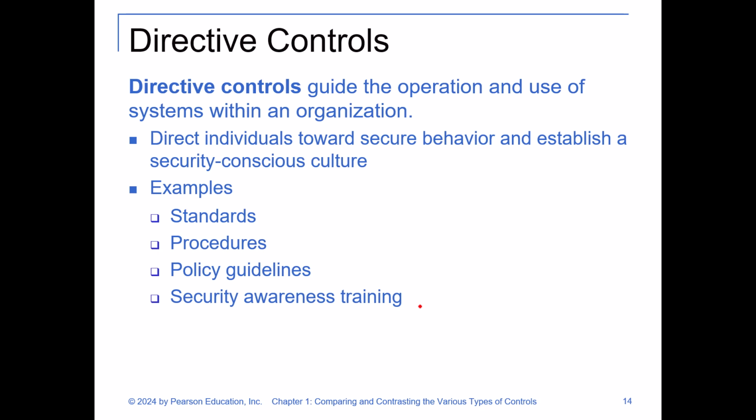Lastly is a directive control. These guide the operation and use of systems within the organization. These are going to be the standards, policies, procedures, trainings. So again, these are more the operation and use of systems.